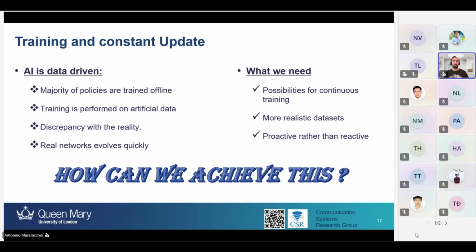And another important thing is, instead of using reactive policies, meaning reacting when the issue appears, we need more proactive policies, meaning that the networks need to understand and predict what's happening and already have in place a possibility to address the issue that is happening, in order to guarantee specifically the low latency and the reliability of the network.